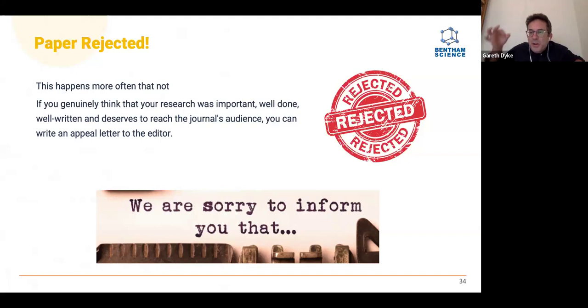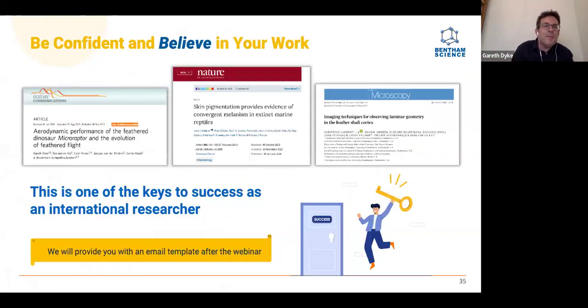If you genuinely think your research is important, well done, well written, and deserves to reach that journal's audience, of course, you can write an appeal letter to the editor, because the worst that can happen, of course, is that the paper stays rejected. I have several examples of this from my own academic career. Articles I would not have gotten published had I not made an appeal. One in Nature Communications, one in Nature, for example.